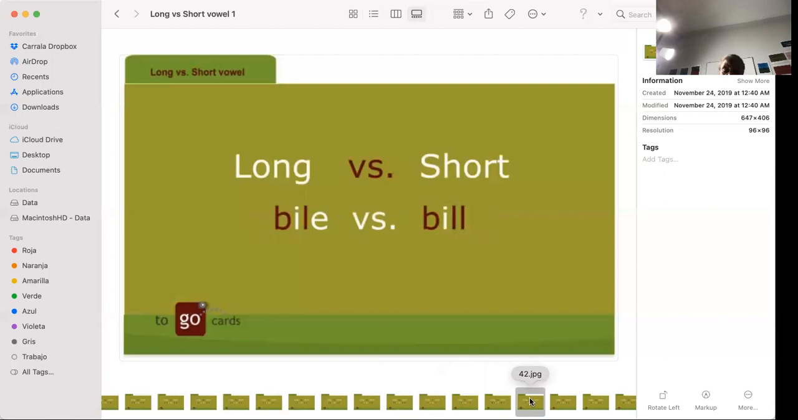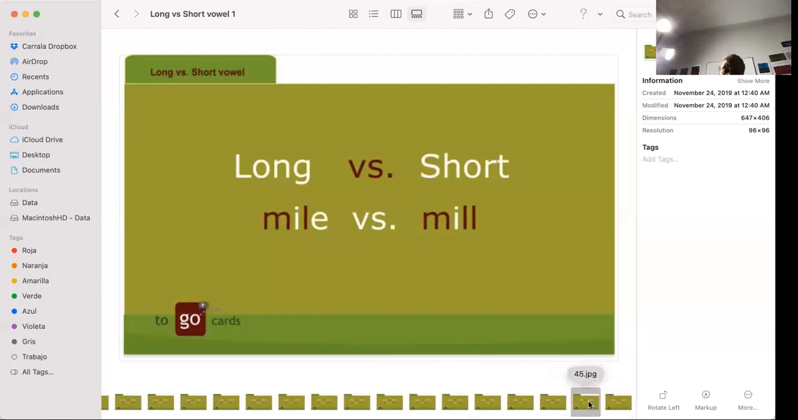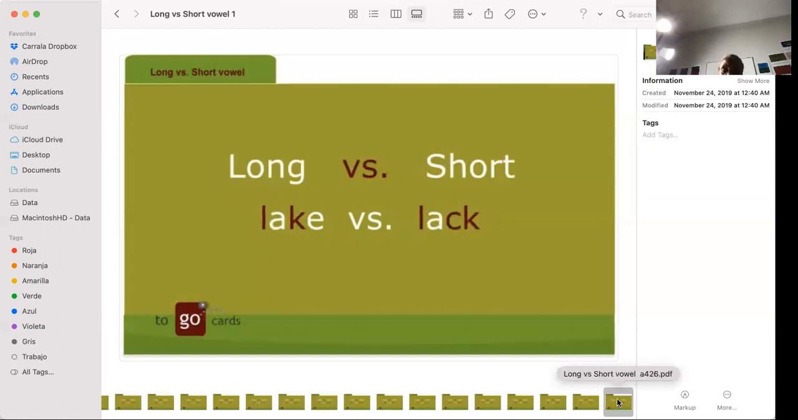Bile, bill. Bill is important. Slide, slid. Pile, pill. Mile is important. Mill, and we're back to the beginning. Lake, lack. So we're contrasting this section of videos.